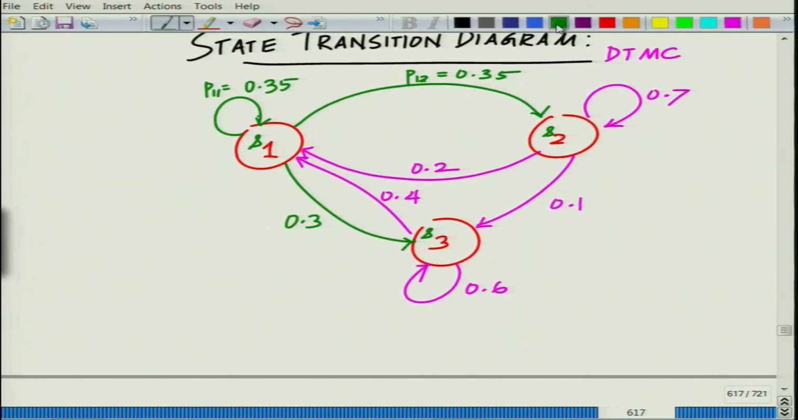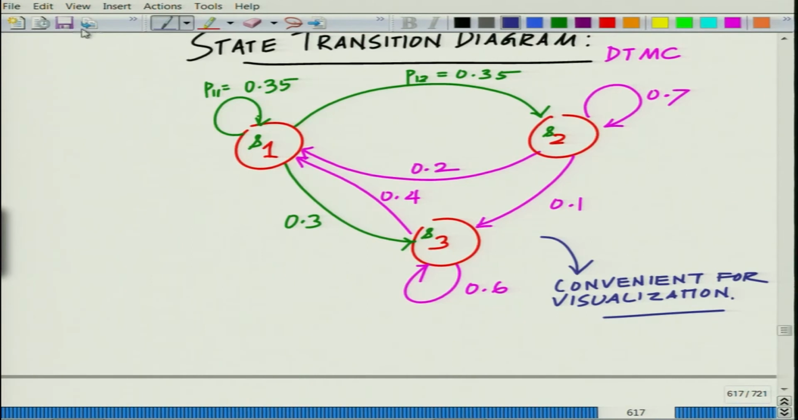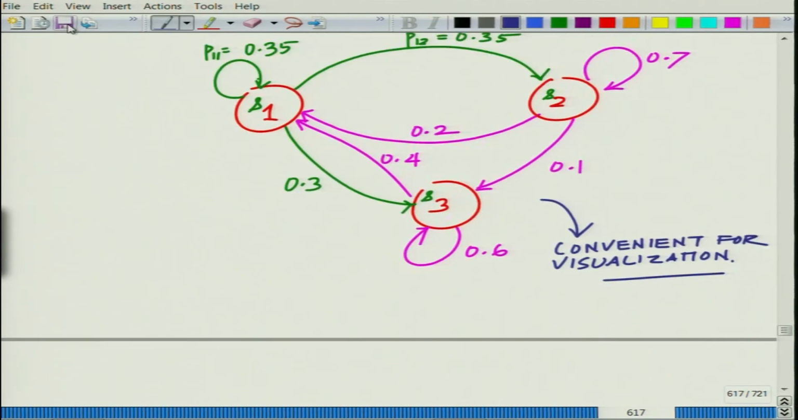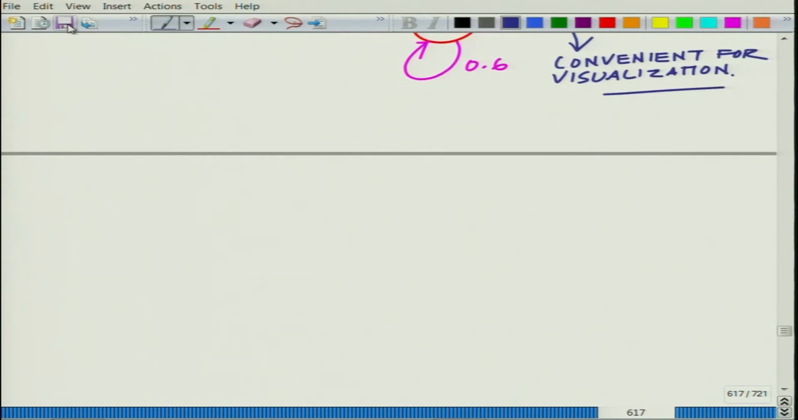This is something that is very convenient. I would like to say that this is convenient for visualization. Okay. All right. So, this basically is the state transition diagram.